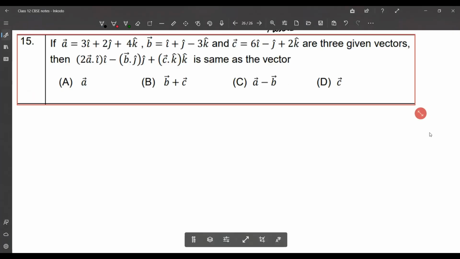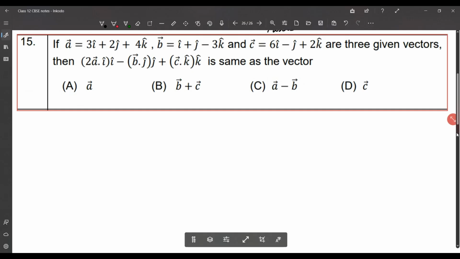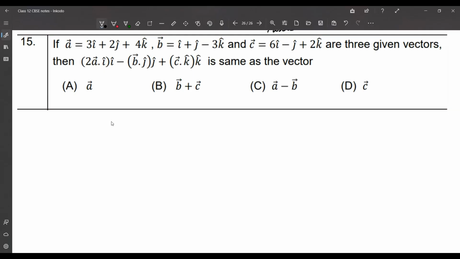A, B, and C are 3 given vectors. 2A dot I into I vector, so that would be equal to 6I vector. So B dot J, so that would be 1J vector. C dot K, that's 2K vector. Is that equal to A vector? No. Is that equal to B plus C vector? That is also not correct, but that's equal to C vector. So 6I minus J plus 2K. So option D is the correct answer.